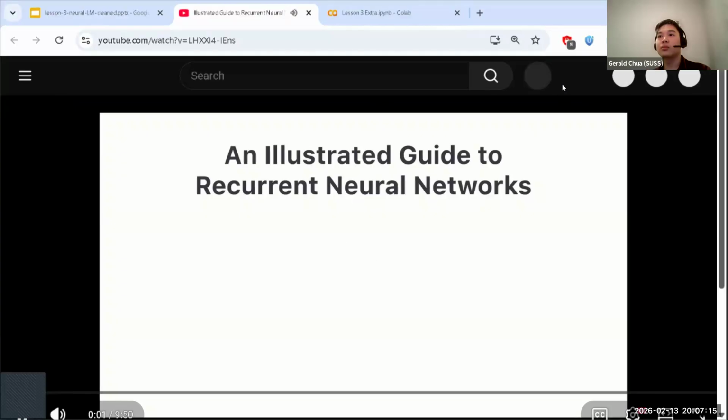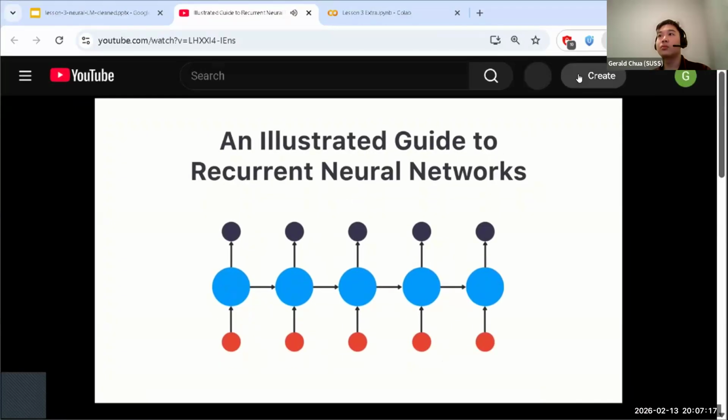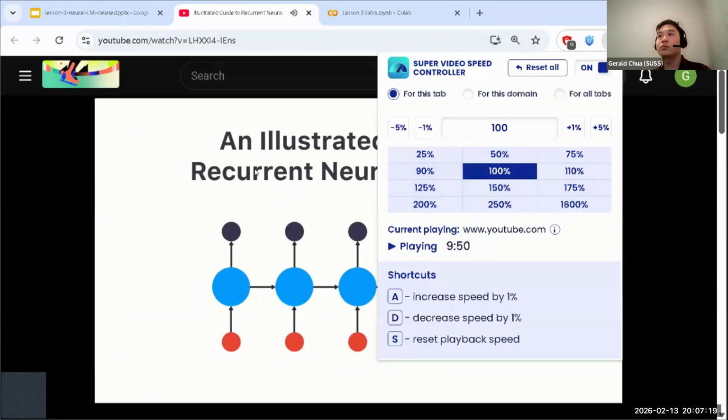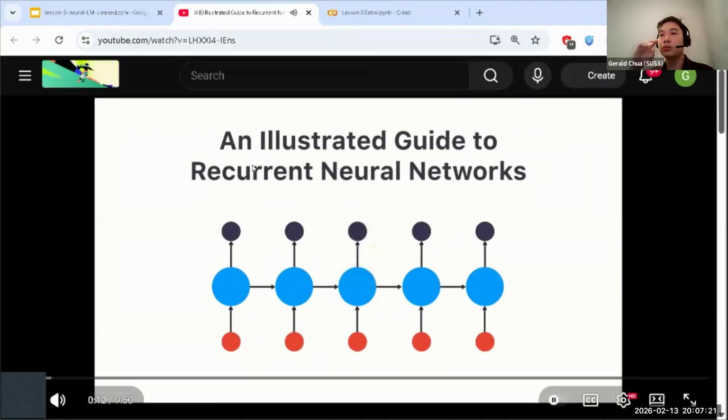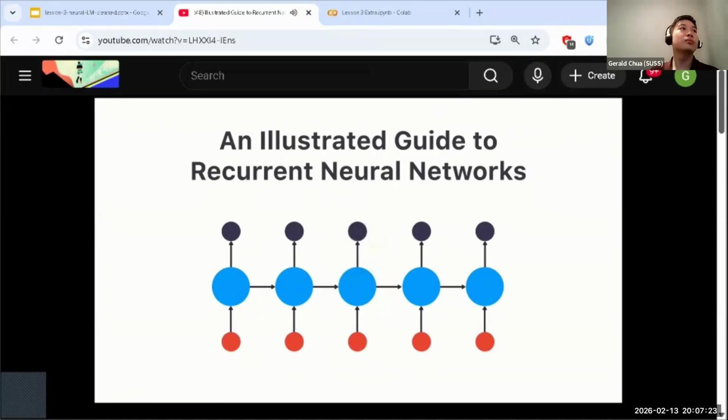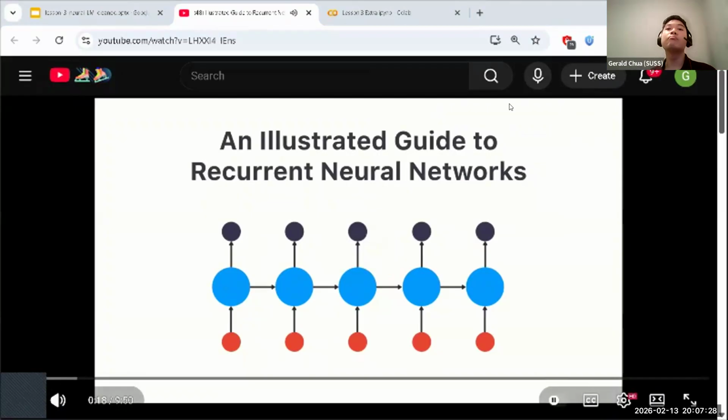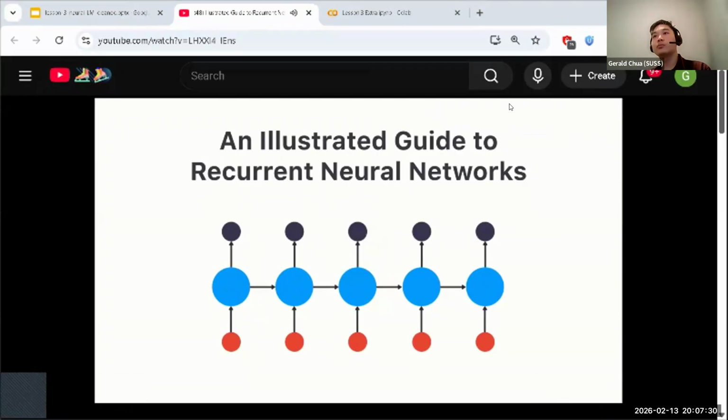Hi, and welcome to an illustrated guide to recurrent neural networks. I'm Michael, also known as LearnVector. I'm a machine learning engineer in the natural language processing and voice assistant space. If you are just getting started in machine learning and want to get some intuition behind recurrent neural networks, this video is for you.